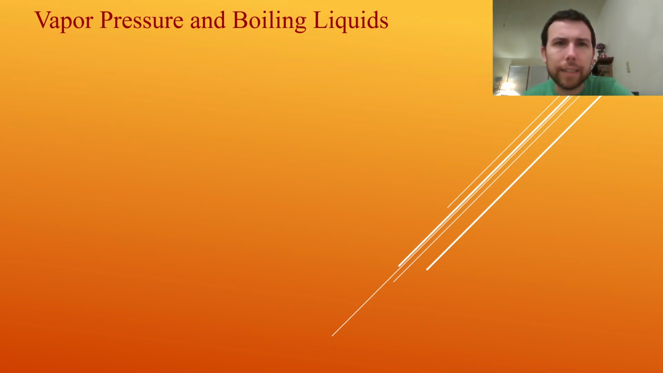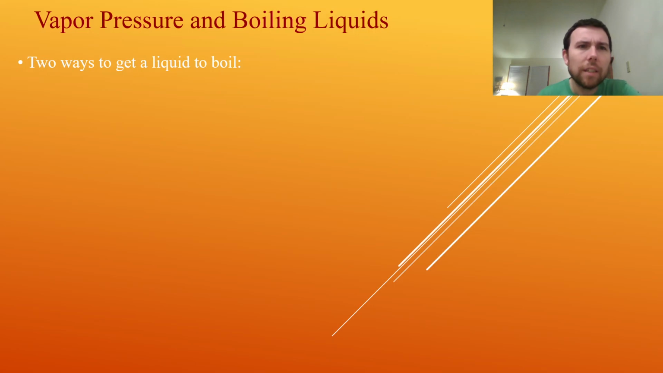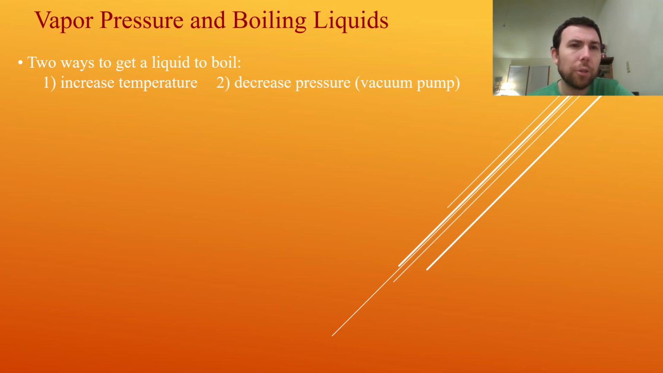Now, continuing with vapor pressure and boiling of liquids, there are multiple ways that you can get a liquid to boil. The first is to increase the temperature of the liquid. Looking at the heating-cooling curve we studied, you increase the temperature, you get the particles moving fast enough, and they attain too much kinetic energy. We break the intermolecular forces of attraction, and it goes to the gas phase.